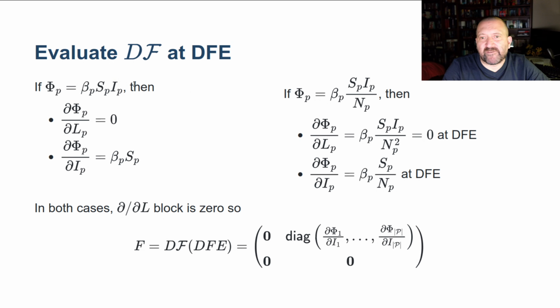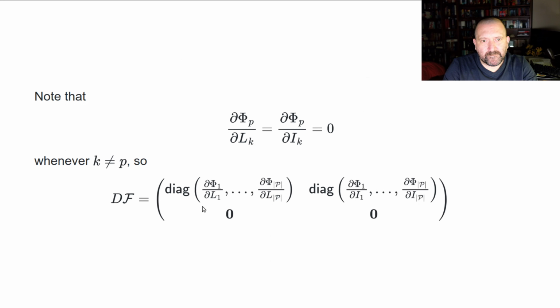Now, at the disease free, let's look at the two cases that we're considering here. If I have mass action, then the derivative with respect to L, of course, is 0. And the derivative with respect to I is beta_p times S_p. If I have proportional incidence, then the derivative with respect to L is 0 at the disease-free equilibrium, because there's an I coming in here, so I could have a derivative here, but because L is in N_P, remember this. But at the disease-free equilibrium, I_P is 0, and therefore this term is 0, and the other term is like this. So in both cases, that block here is 0.